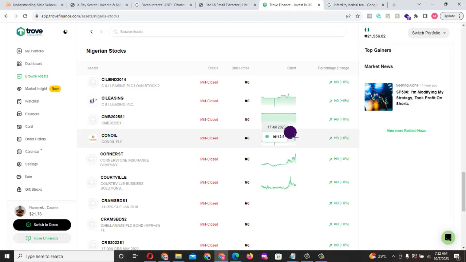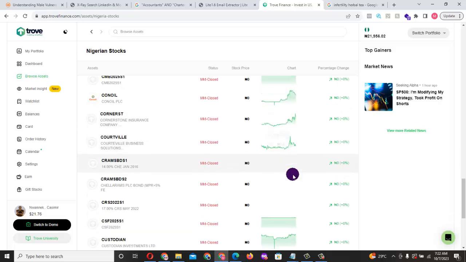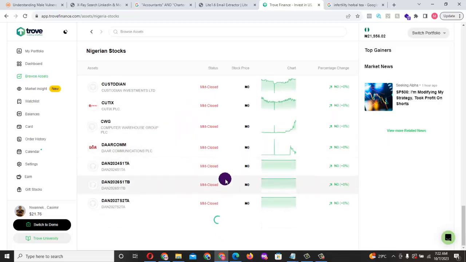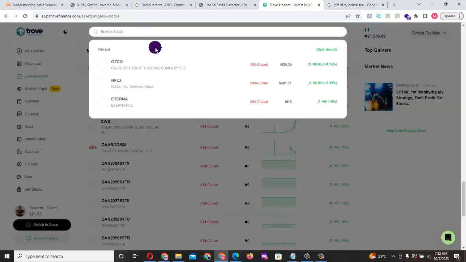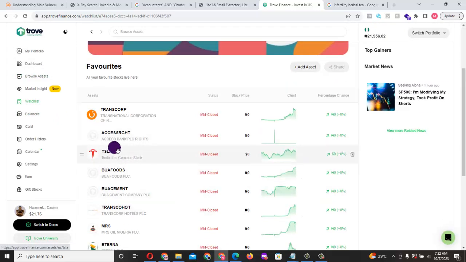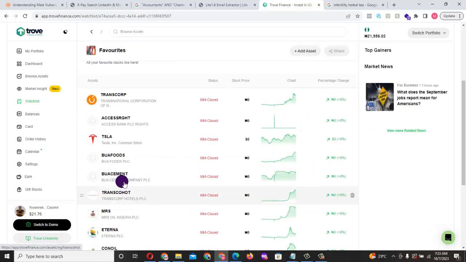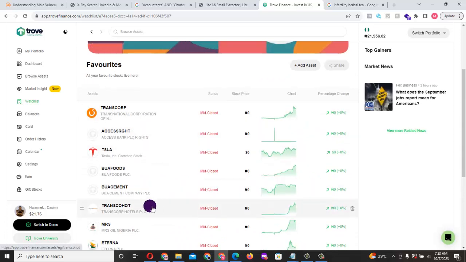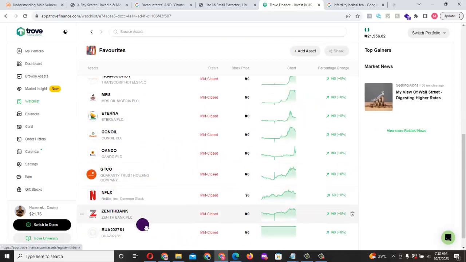Imagine the gap of the interest or the benefit that a lot of persons made from them. Computer Warehouse Group, they are also growing, but I want to buy. Let me go ahead and buy. Let me check my watch list. I listed some stocks there. You have Access Bank, you have BUA Cement, you have Transcorp, Transcorp Hotels, Transcorp Corporation, and then GT. You have Netflix, you have Zenith.